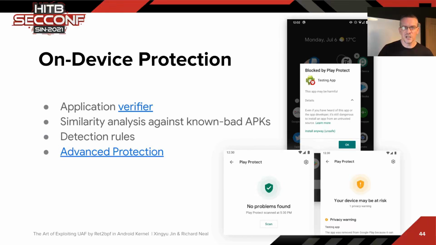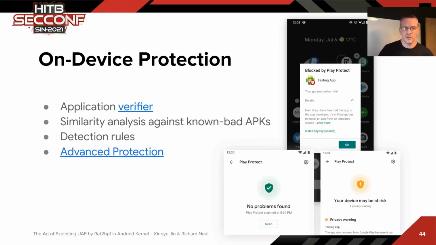Advanced protection is an opt-in system that most visibly enables two-factor authentication and restricts application installations to a subset of those available on Google Play. Sideloading is disabled and cannot be enabled. Limiting the pool of applications that can be installed makes users less likely to encounter malicious applications.